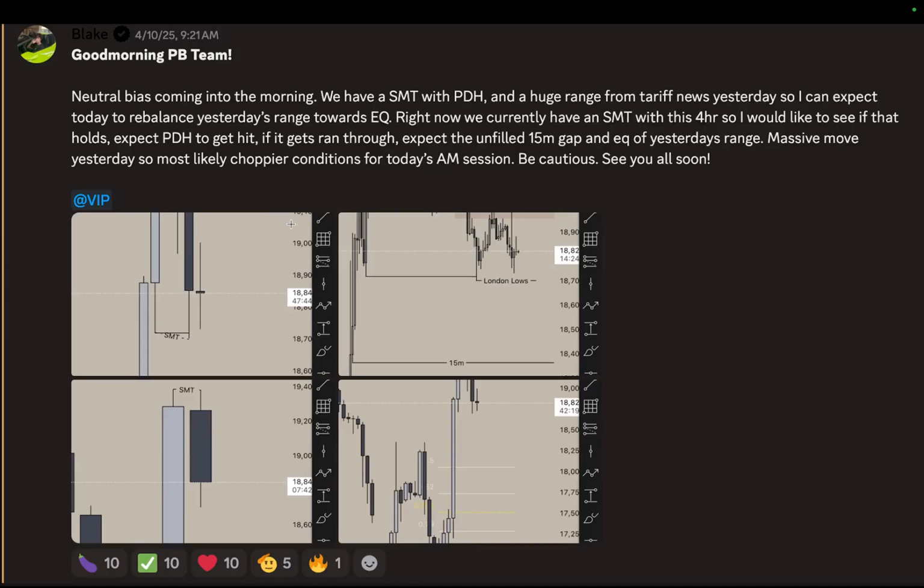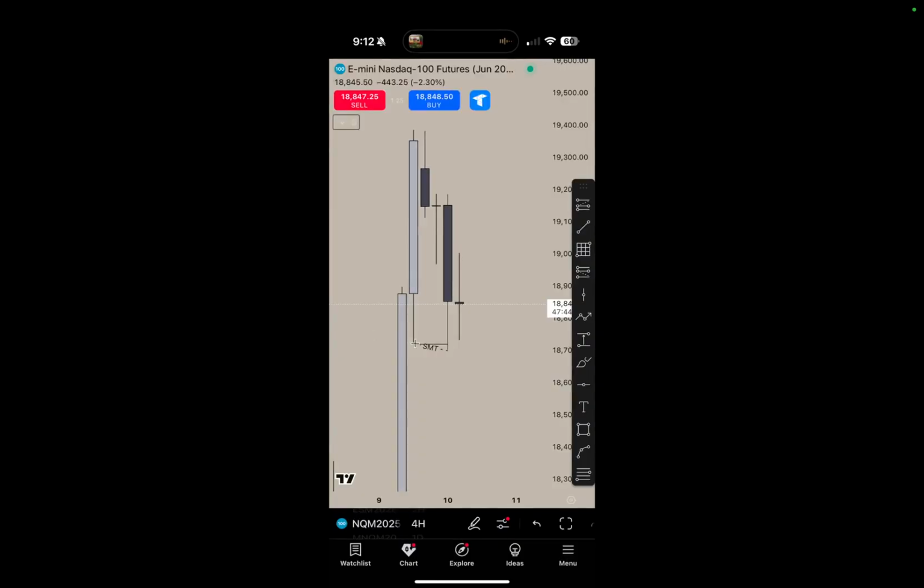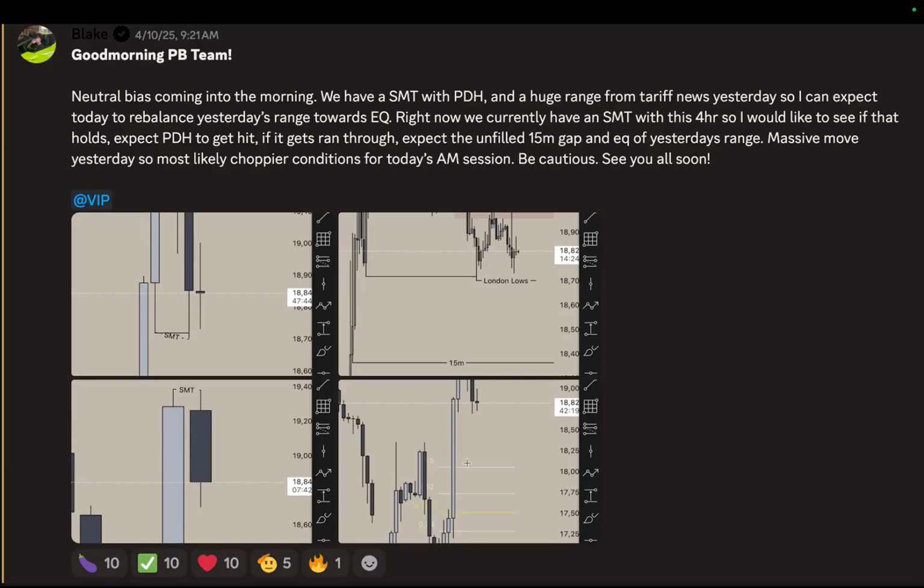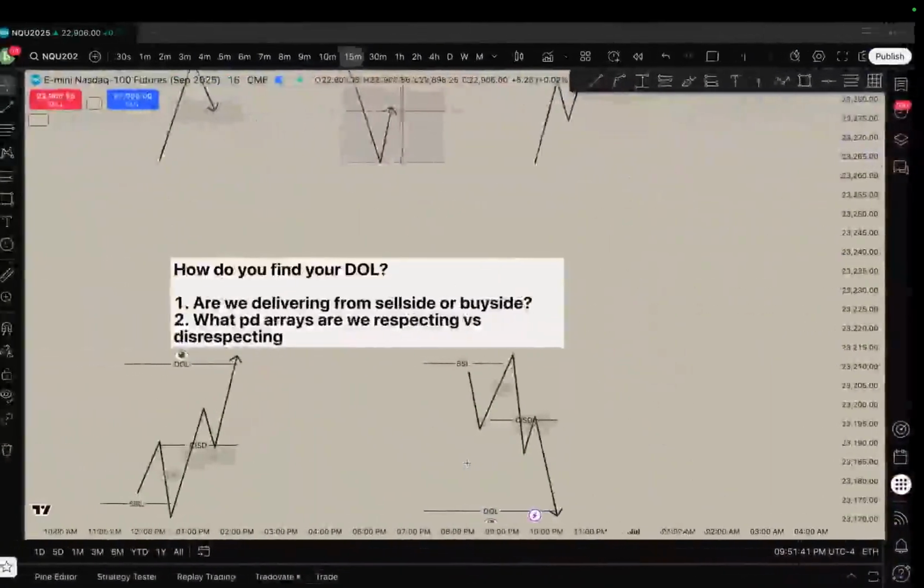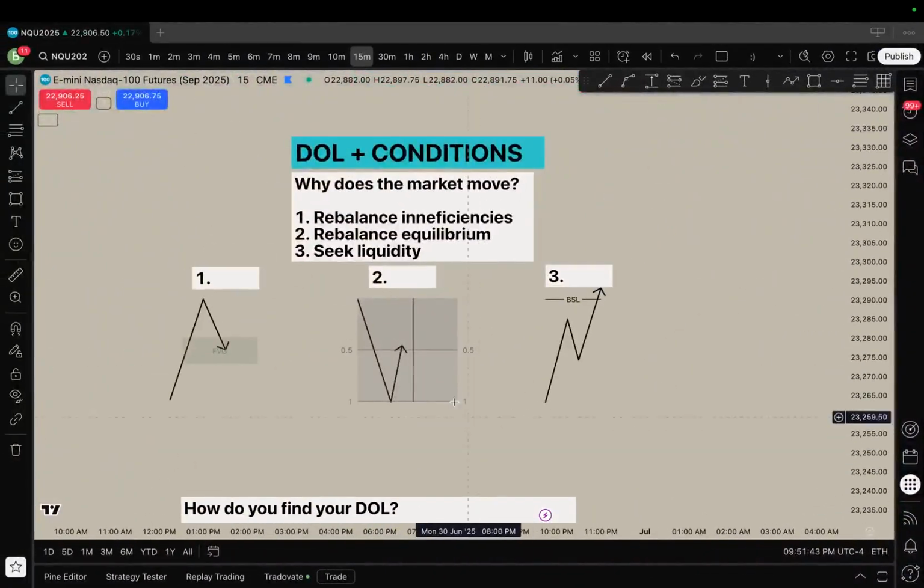So that's a condition, right? The condition can really be anything you make it. No, but it really can be though, because for this example, it's this SMT, right? So it only makes sense for previous day high to get hit if we hold this SMT and start displacing higher. However, if we start disrespecting this SMT, then can we see this right here? The market is moving here to either seek liquidity higher or rebalance the equilibrium of the range, right? Because we had that huge impulse move up.